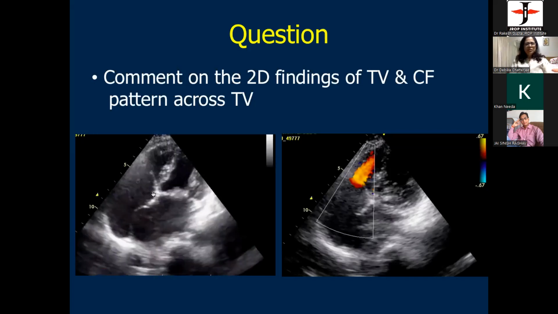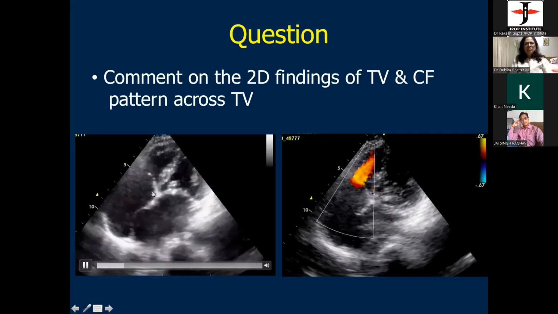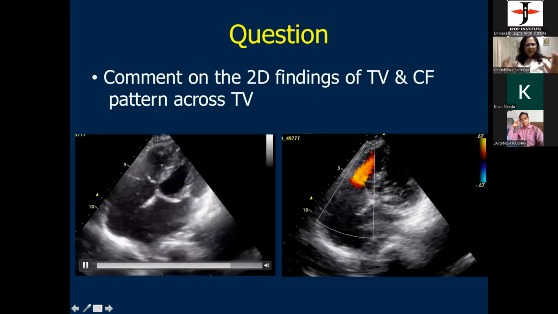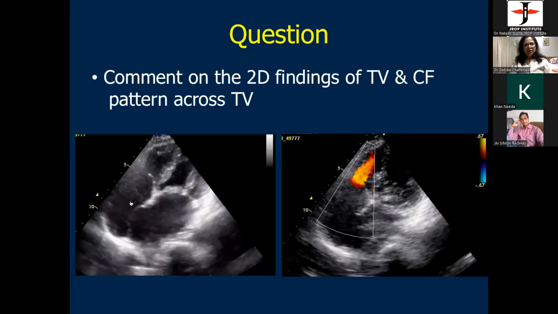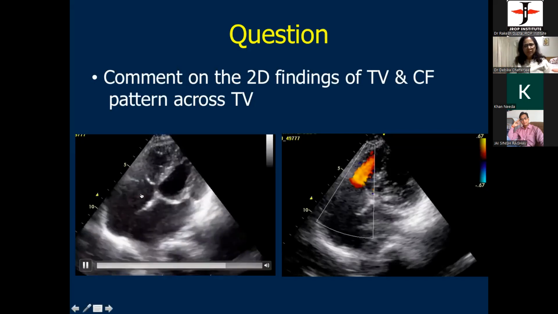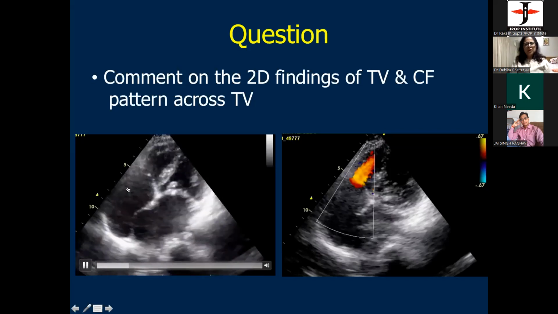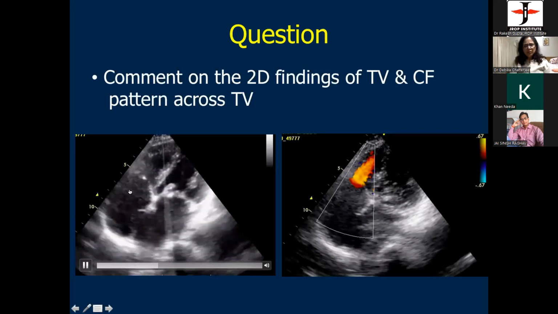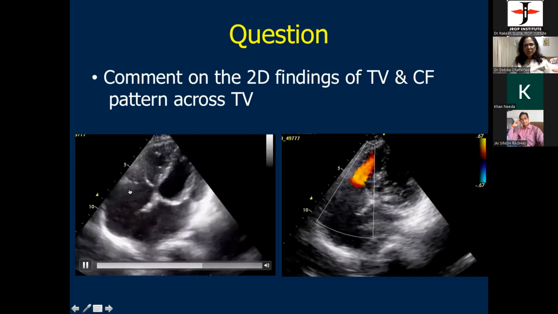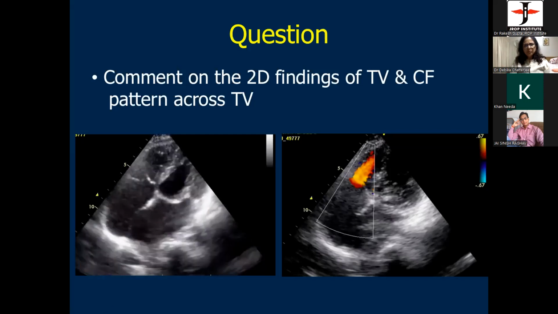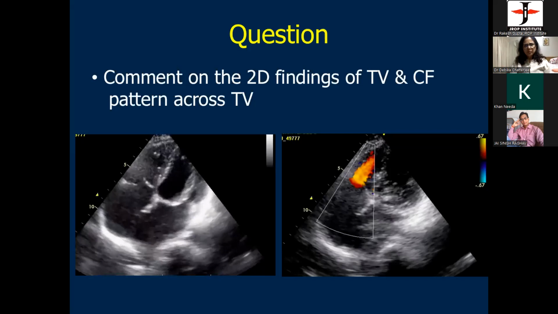Ma'am, there will be thickening. There might be thickening of the valves. Yes. Then there might be doming of the valves. Yes, ma'am. The doming is because the tip will be away, and there will be convexity facing towards the ventricle.